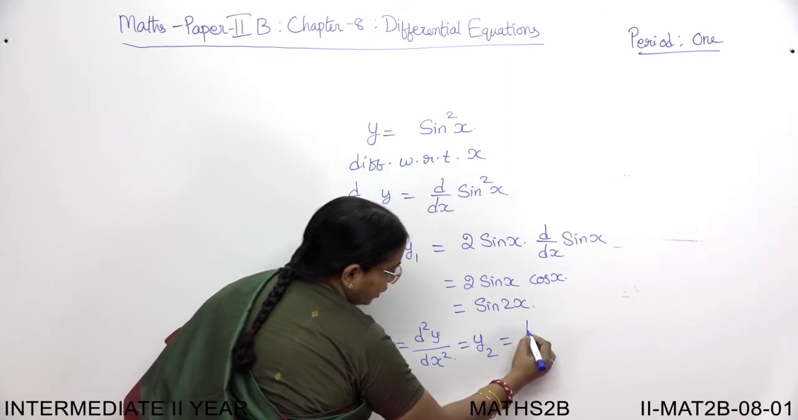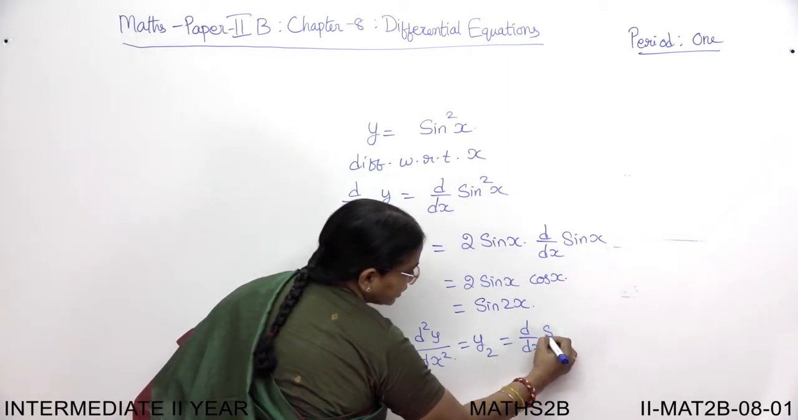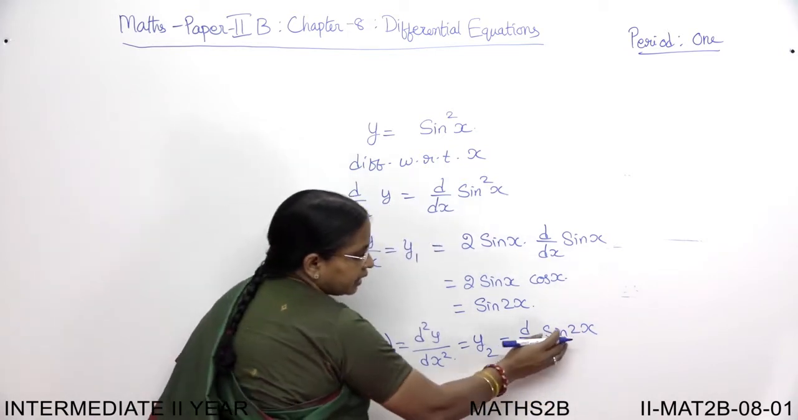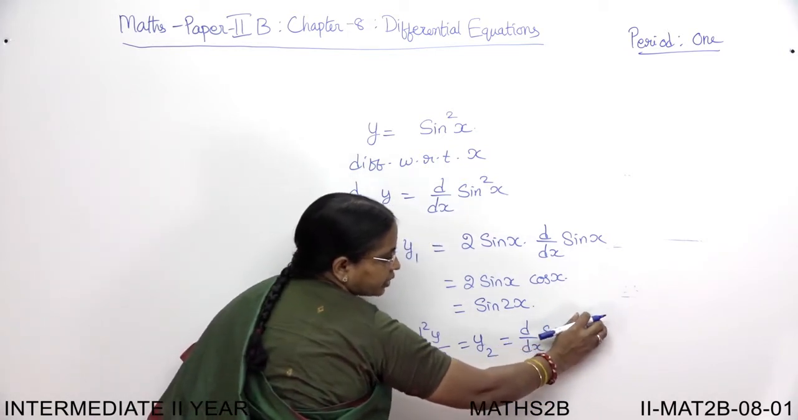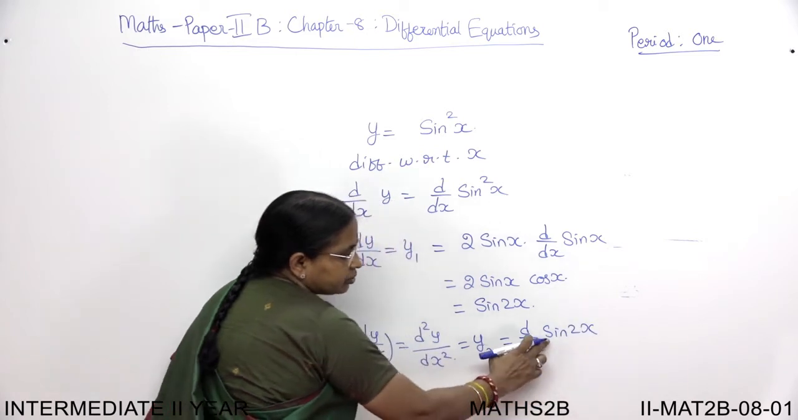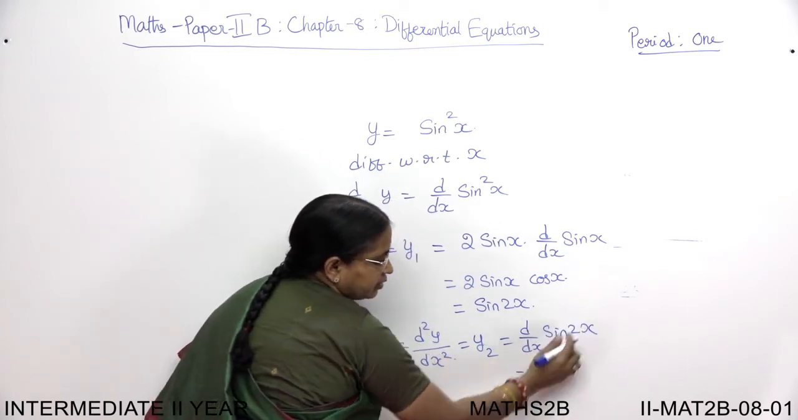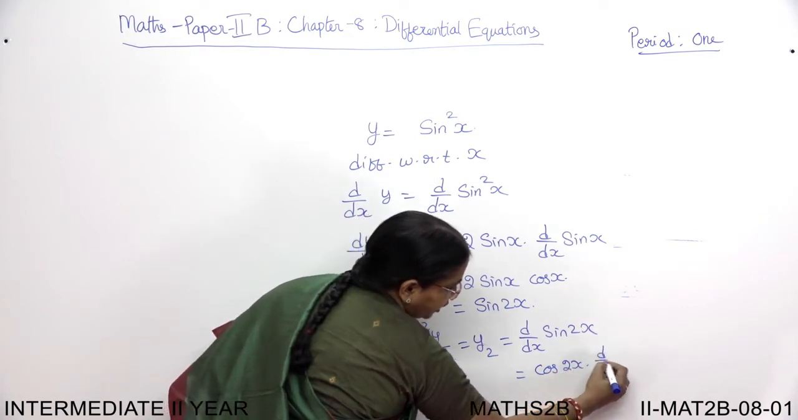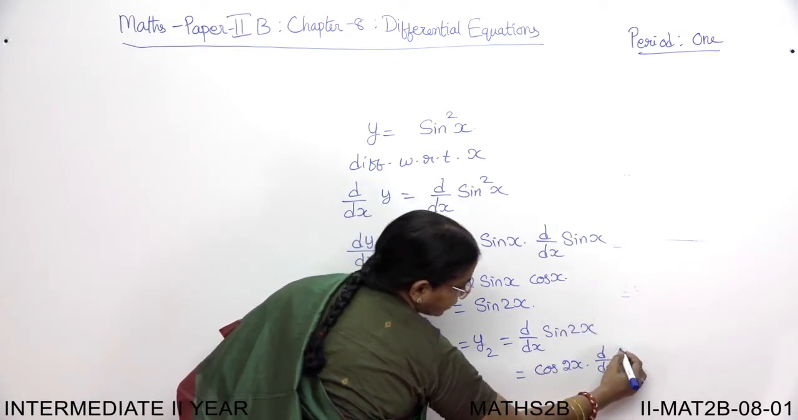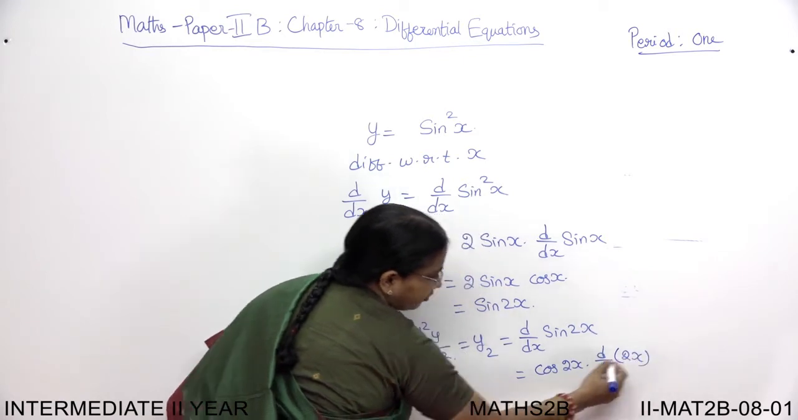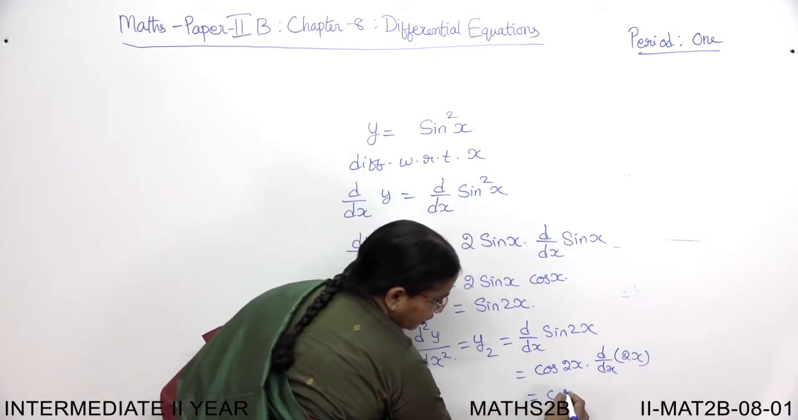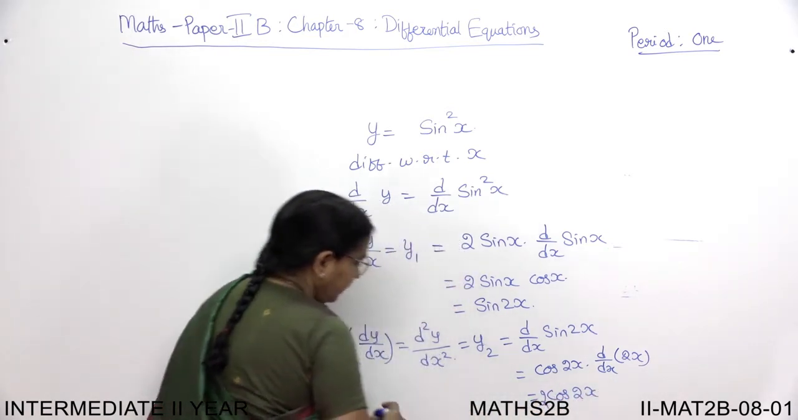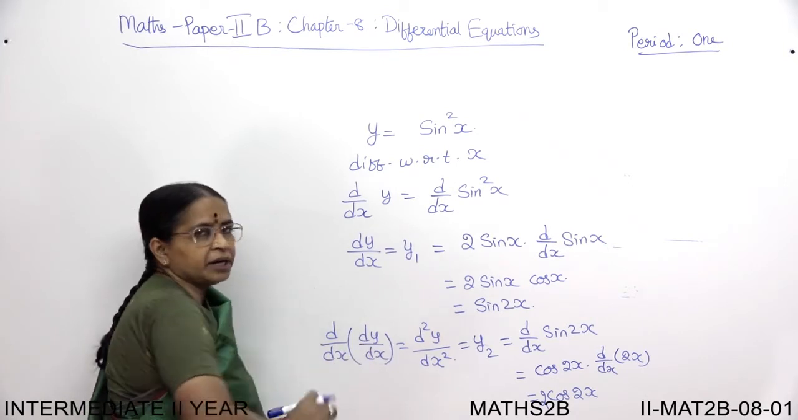So it is equal to d by dx of sine 2x. What is the derivative of, again see, it is not sine x, it is sine 2x. So the inner function is 2x. What is the derivative of sine x? Sine x derivative is cos x, so cos of 2x into d by dx of the inner function, that is 2x. So derivative of 2x is 2. So it is cos 2x into 2, and I'll write that 2 here. So this is the second order derivative.